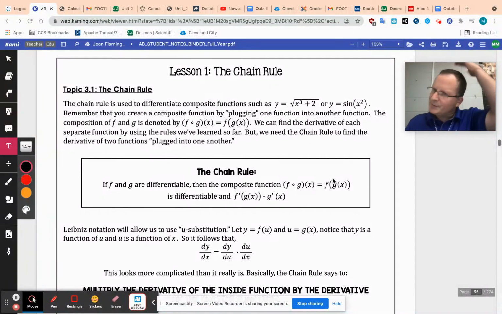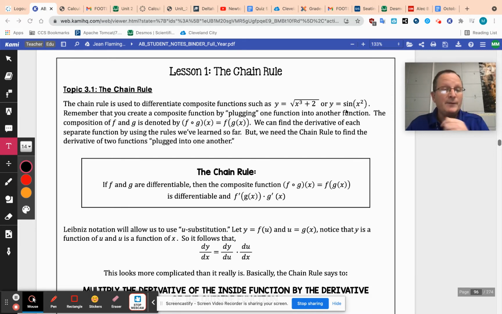All right, chain rule. Chain rule's a big dog. Absolutely huge. We are talking about when you have one function inside another. Here's a couple of really good examples. The square root of x cubed plus 2 is the combination of the square root and x cubed plus 2. So x cubed plus 2 has been substituted into the square root. And here's another one where x squared has been substituted into sine x.